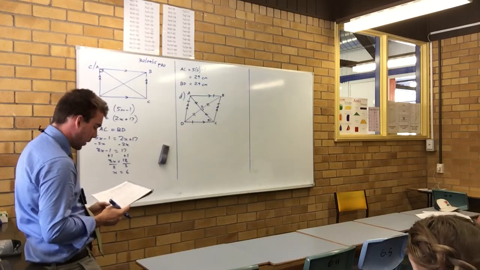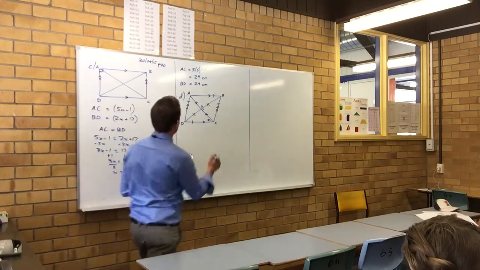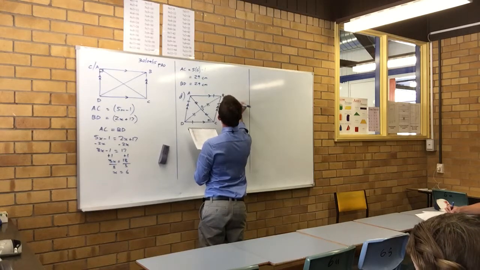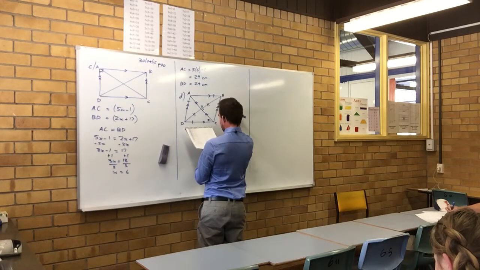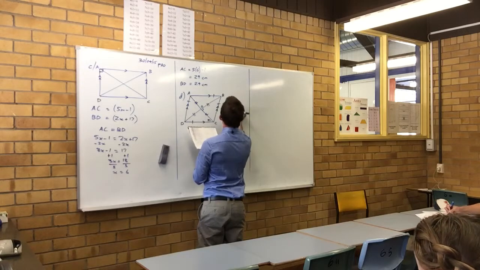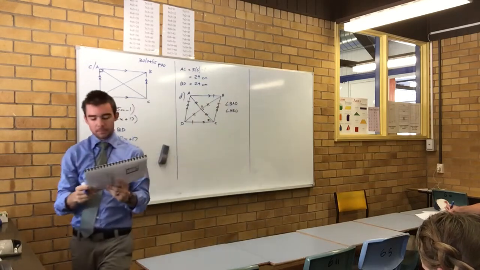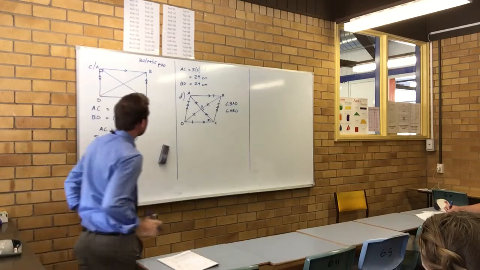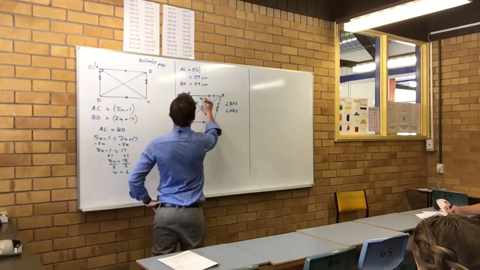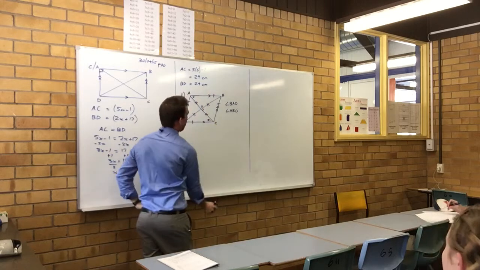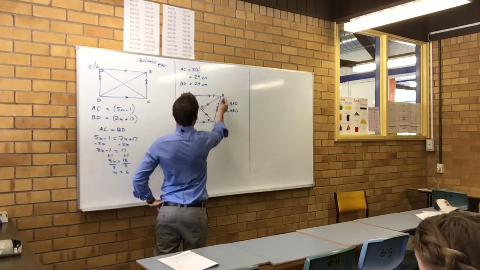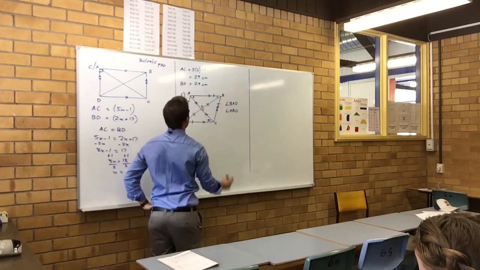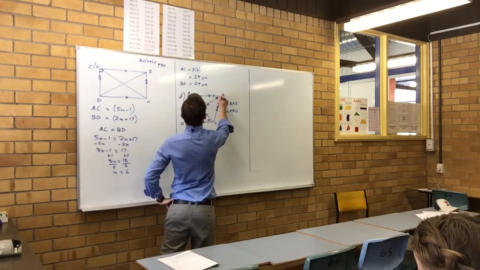Right, so the question: find angle BAO and angle ABO. So BAO, we need this one, and ABO, we need that one, called X and Y.